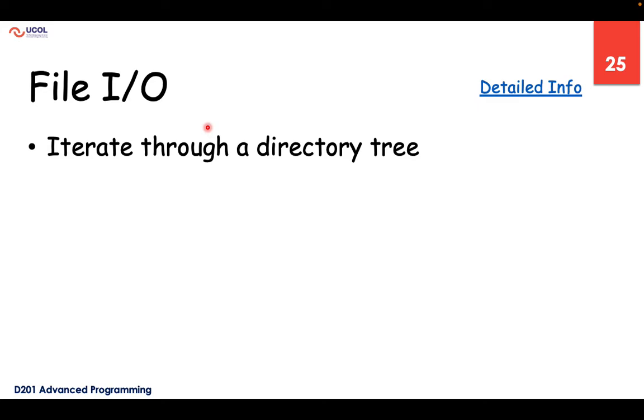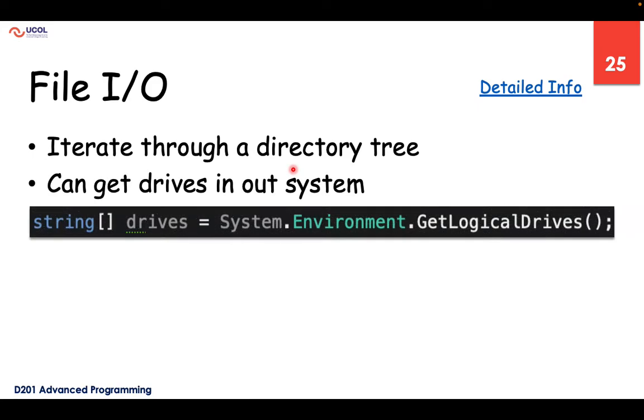So first of all, we are trying to find out how many drives we have, a C drive, D drive, or E drive. We have 3 or 4 drives in our computer, and we want to access each and every element inside them. How can we do that? The first thing is we can get the drives from our system.